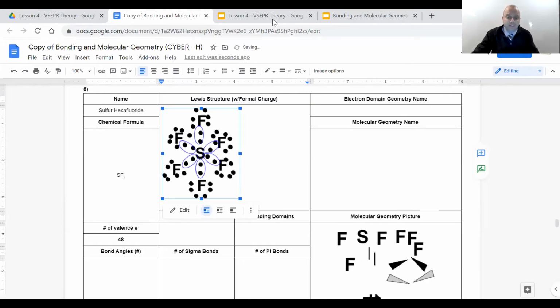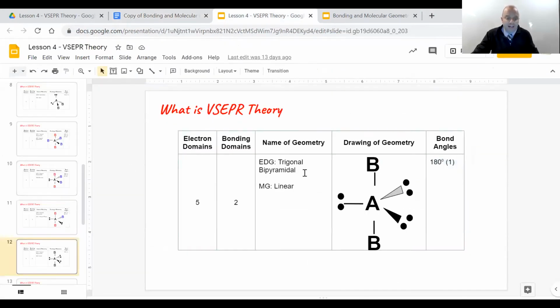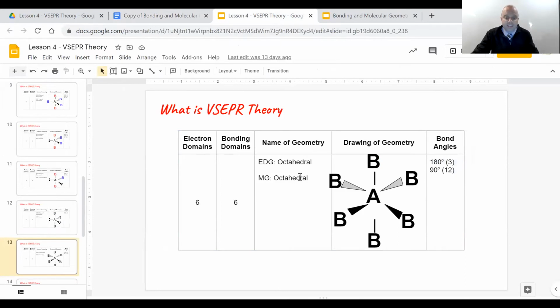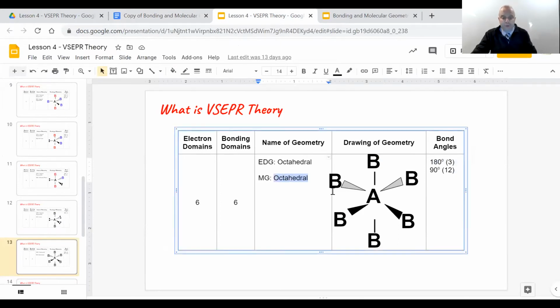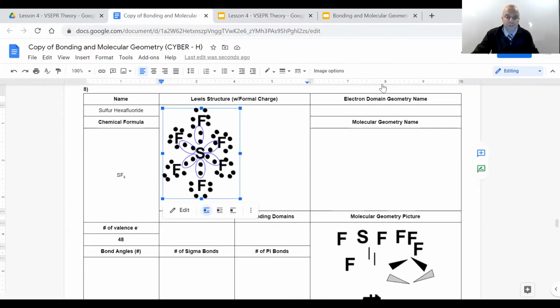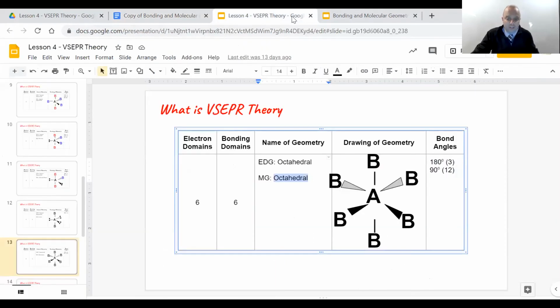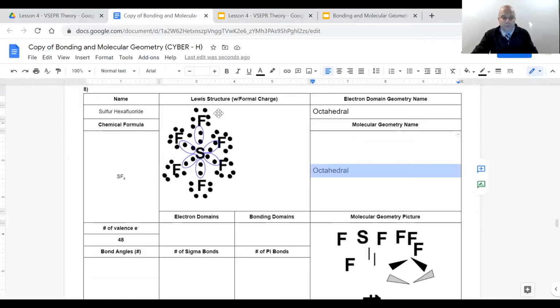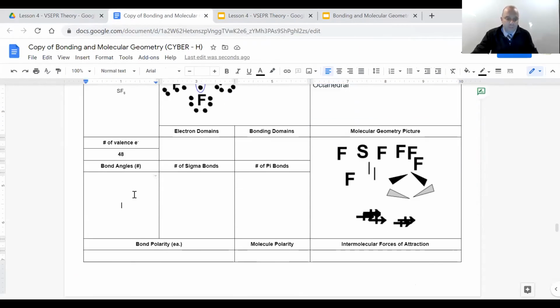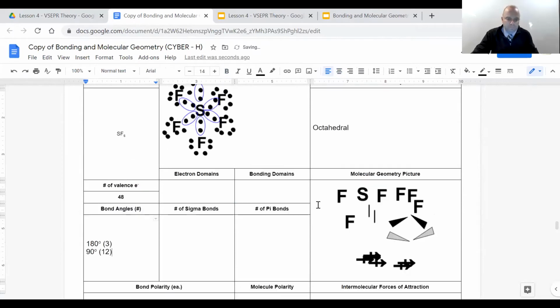So in this case, if we go to our VSEPR theory guide and we find 6 and 6, that is the name octahedral, and it's both the electron domain geometry name and the molecular geometry name. So we're going to paste that in both spots. And then there is a ton of bond angles here. So we have 12 copies of that 90-degree bond angle. And then, of course, our 3 180s. So I'm just going to drop those bond angles in there as well.